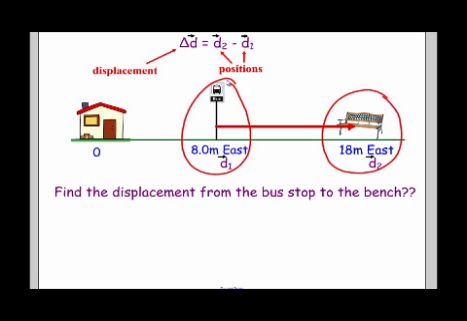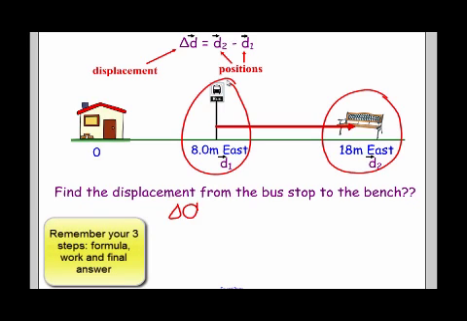At the bottom here, we're going to solve this problem together. I'll show you how I want it done, and then give you some time in this video to do some on your own. So first thing I'm going to do is write down the formula. Change in displacement is going to be distance 2 minus distance 1. I'm always going to use this formula for displacement questions.